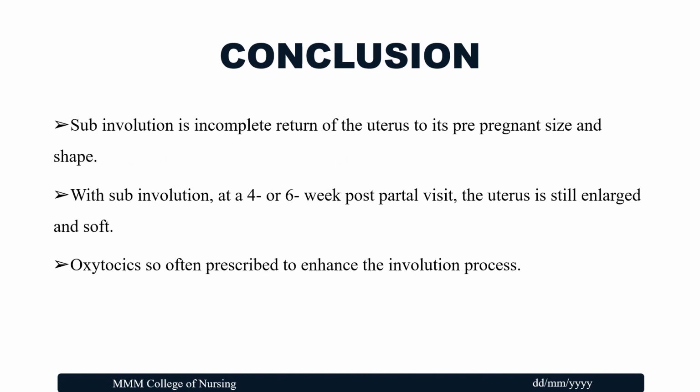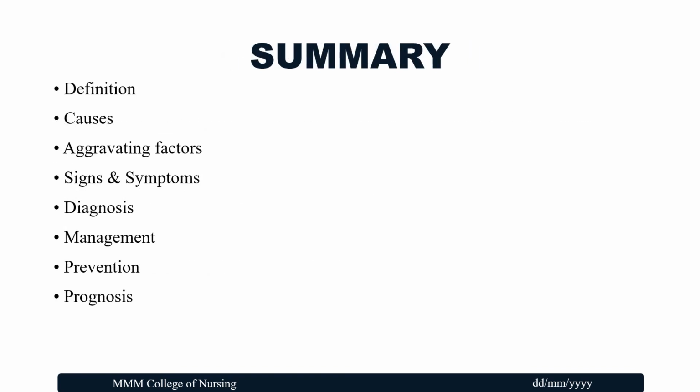Concluding the topic, subinvolution is the incomplete return of the uterus to its pre-pregnant size and shape. With subinvolution, at 4 or 6 weeks of the postpartum period, the uterus is still enlarged and soft, and oxytocin is prescribed to enhance the involution process. So till now we've seen the definition of subinvolution, causes, aggravating factors, signs and symptoms, diagnosis, management, prevention, and prognosis. This is all about subinvolution.